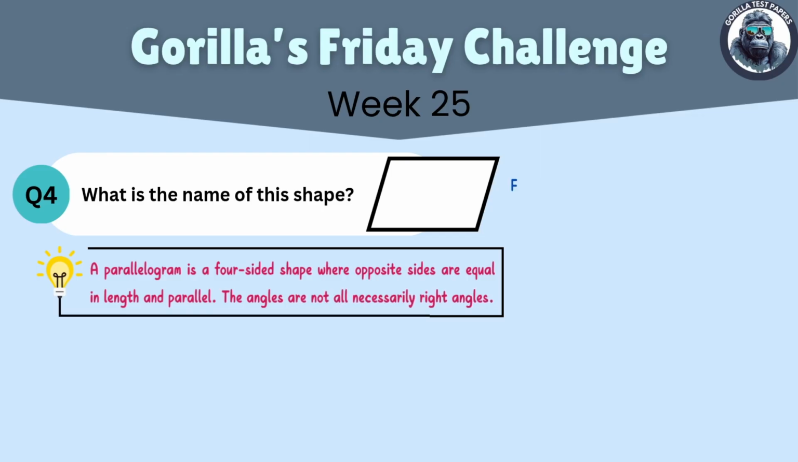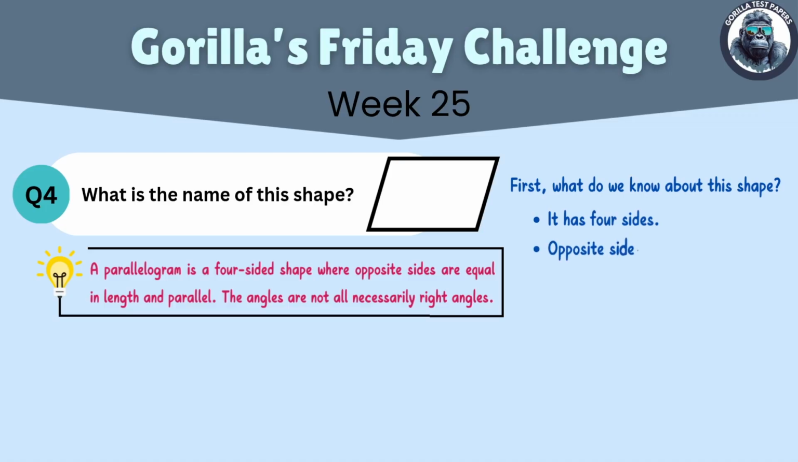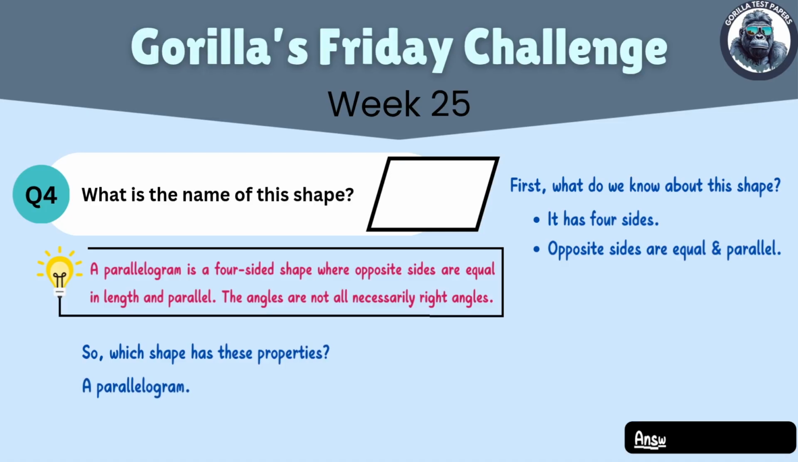So first, what do we know about this shape? We know the shape has 4 sides, so it's a type of quadrilateral. And we also know that its opposite sides are equal and parallel. And since the sides are slanted, it's not a rectangle or a square. So which shape has these properties? This matches the definition of a parallelogram. So therefore, the answer to this question is a parallelogram.